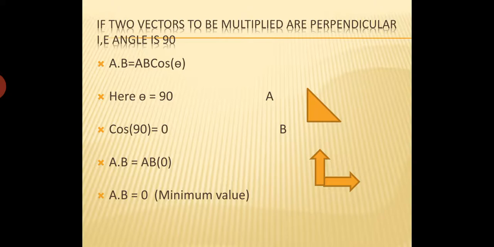So remember, in scalar or dot product, if the two vectors to be multiplied are perpendicular to each other, the answer will be 0, and if the two vectors to be multiplied are parallel to each other, the answer will be maximum value.